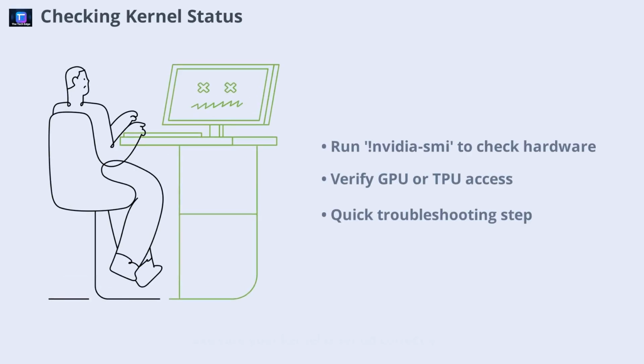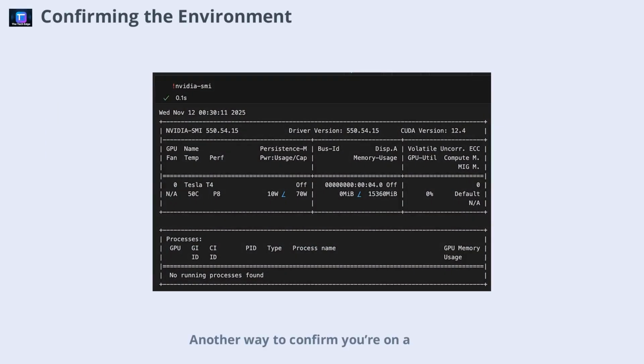To make sure your kernel is set up correctly, there are a couple of quick checks you can do. Run the command nvidia-smi in a notebook cell to confirm the hardware type. If you're on a GPU or TPU, you'll see the relevant details. This simple step helps you verify that you're using the right resources for your tasks and that everything is running smoothly.